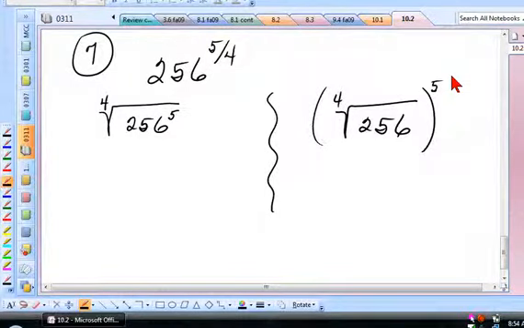Okay, now, look at this first way. You're going to have a calculator probably. Well, I have to, or I have to get out my scratch paper. I'm going to raise 256 to the 5th power.